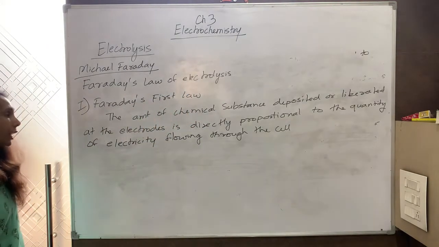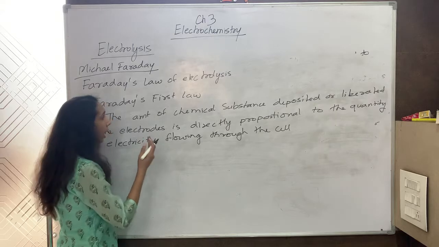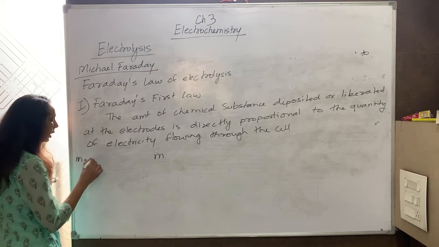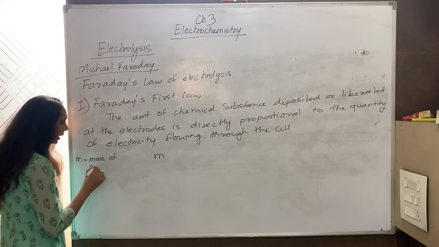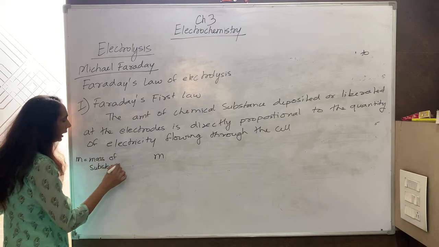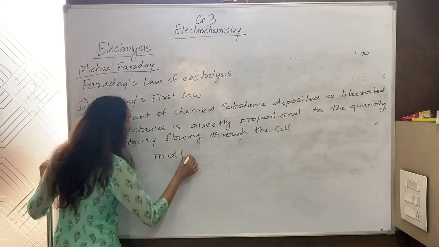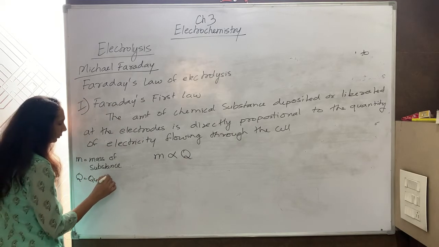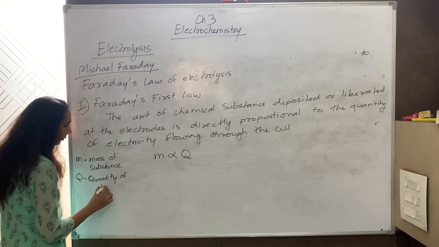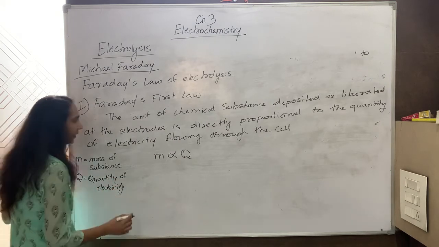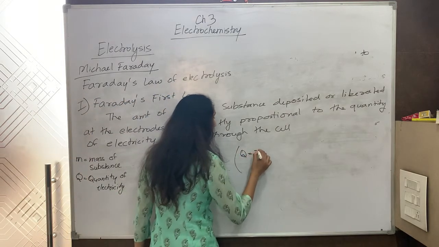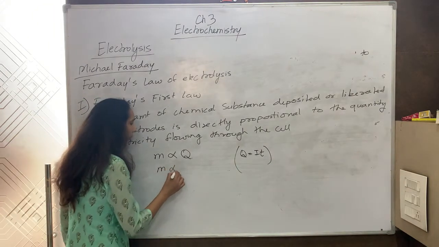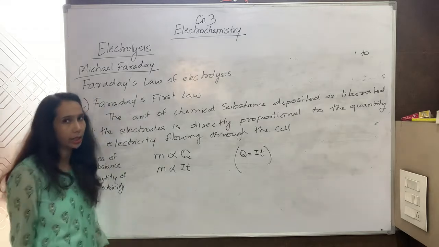Now what is the quantity of electricity flowing through the cell? We say the amount of substance. Suppose I represent the amount of substance by M. M is the mass of substance deposited or liberated at the electrodes. It is directly proportional to the quantity of electricity. Q is the quantity of electricity. We know that Q is equal to I multiplied by t, current into time. So M is directly proportional to I t, current into time.